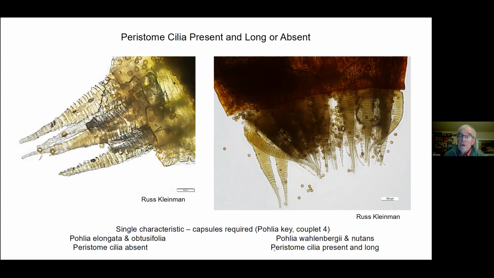Elongata and obtusifolia are separated from Wallenbergii and nutans by the presence of cilia. And if you look on this side in Wallenbergii and nutans, the cilia are these little hairs here, and these are the actual teeth. So you can see the little hairs are quite different. And the peristome cilia are present and long. They are almost as long as the teeth.